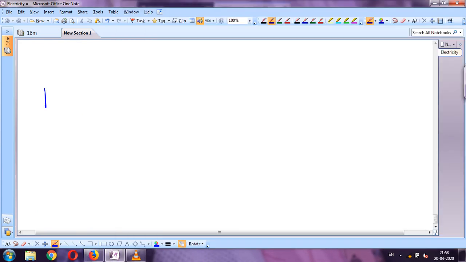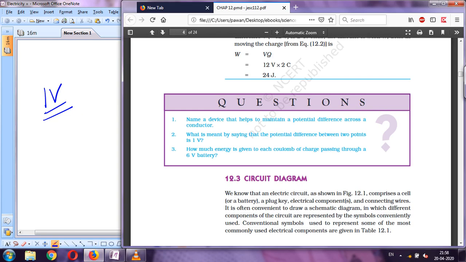What is the second question? What is meant by saying the potential difference between 2 points is 1 volt? That means they are asking what is the definition of 1 volt potential difference? This also we just defined.